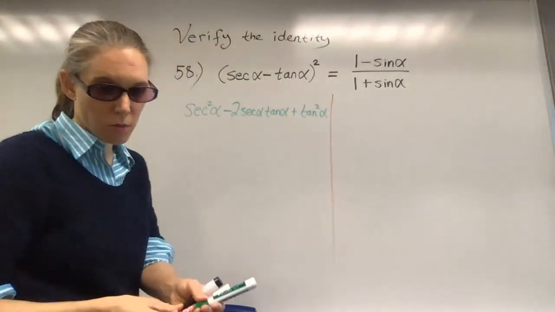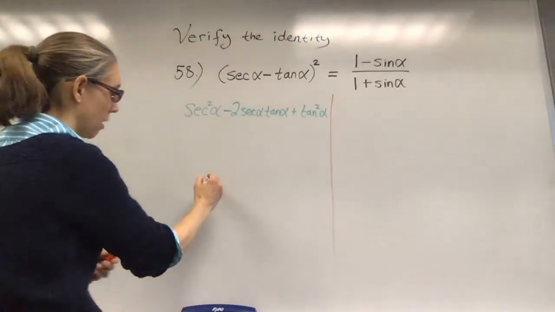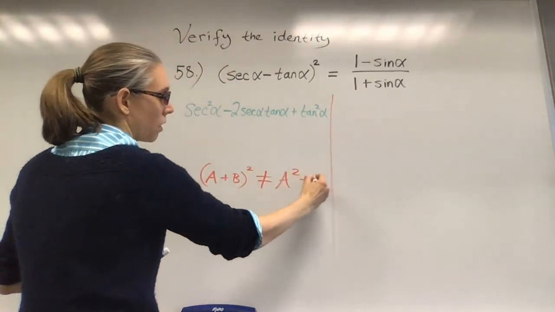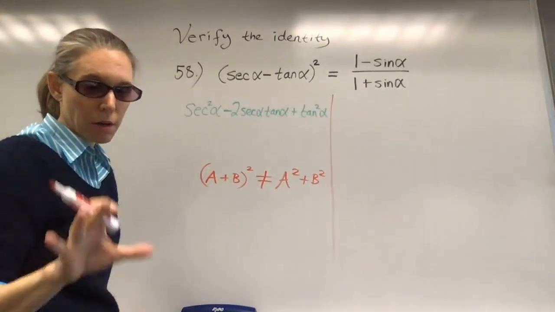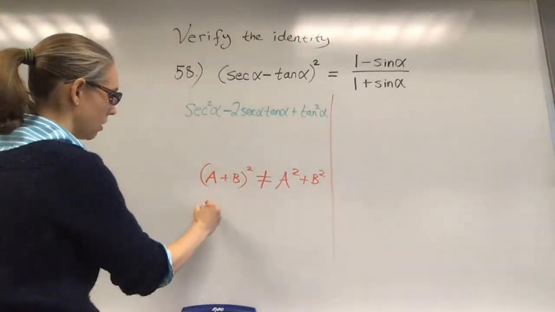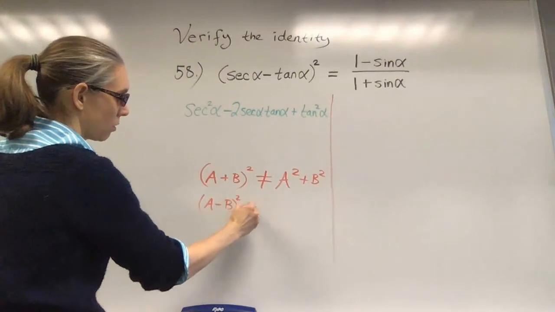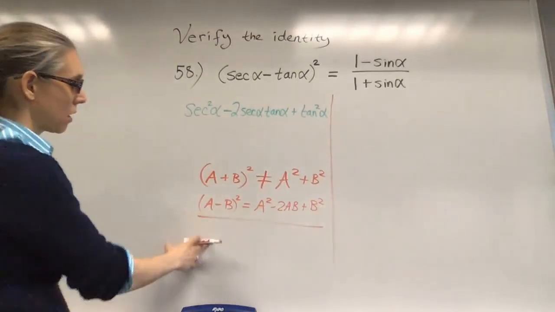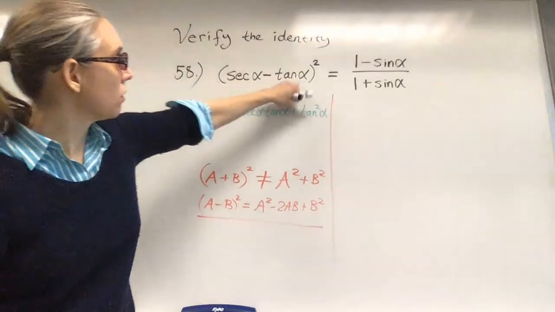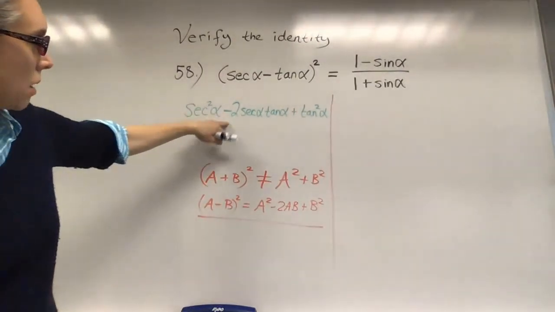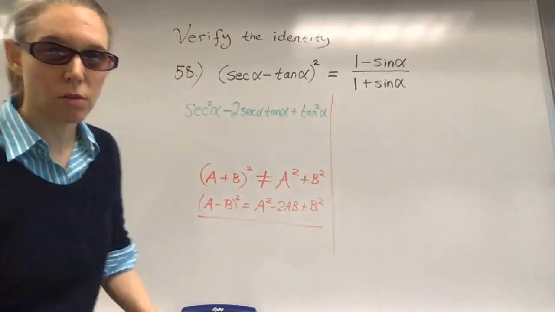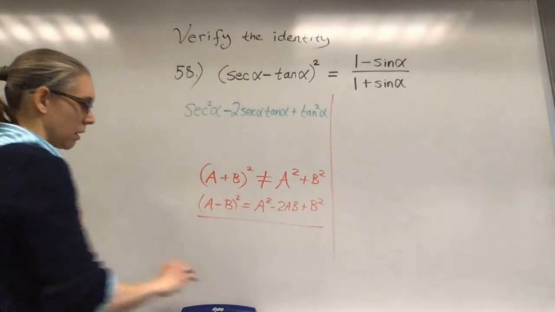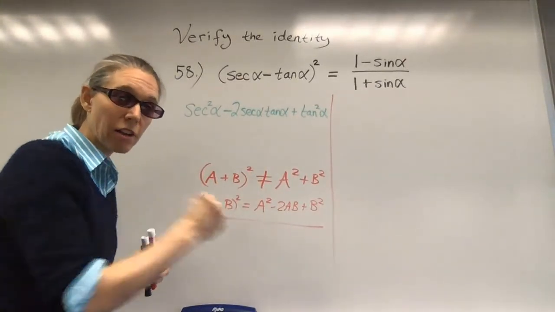This is where you do not want to fall into that very common algebra mistake. Remember that a plus b quantity squared is not equal to a squared plus b squared. When you square a binomial, you should always get a trinomial. So a minus b quantity squared is a squared minus 2ab plus b squared. And it's this form that I used right here, right? So don't fall back to bad habits. Instead, make sure you are using strong algebra skills.